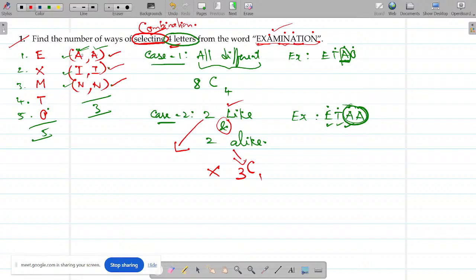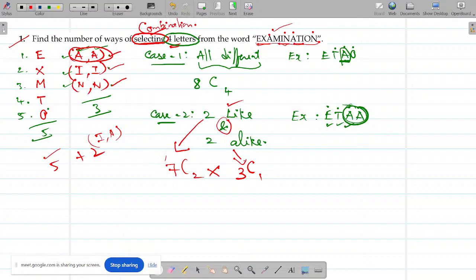Okay, so other two are different. So if I have taken A and A, now the remaining left out is 5 plus 2. Am I right? This 5 all different. Because I have taken A and A, what is remaining? I and N are remaining. So if I take I, I'll take only one I. If I take N, I'll take only one N. Okay, so this is 7C2.